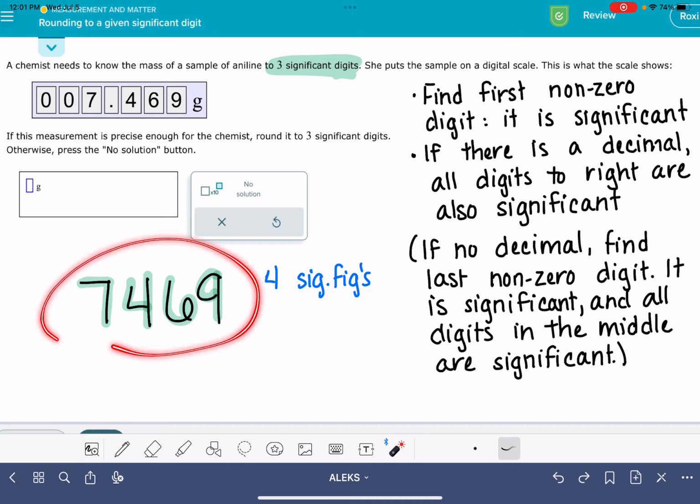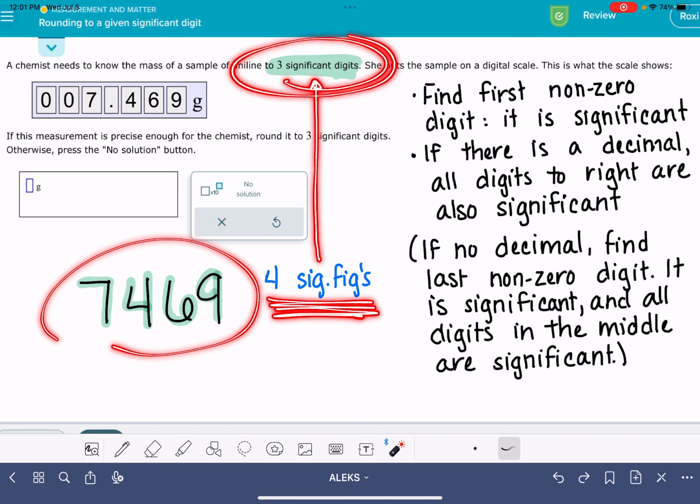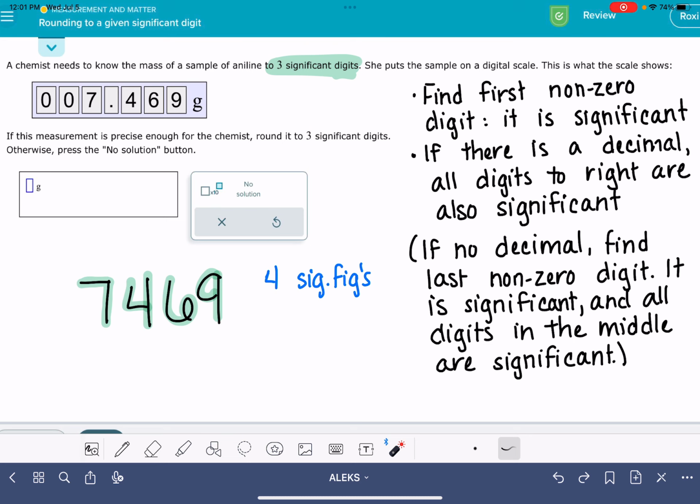Okay, so once you have identified how many sig figs you have in your number to begin with, you are then going to take a look at how many significant figures ALEKS wants in the number. If ALEKS wants you to write this number to fewer significant figures, that is always going to be possible. So for me, since I have 4 sig figs, if ALEKS wanted it to 3 sig figs or 2 or 1, all of that would be possible.